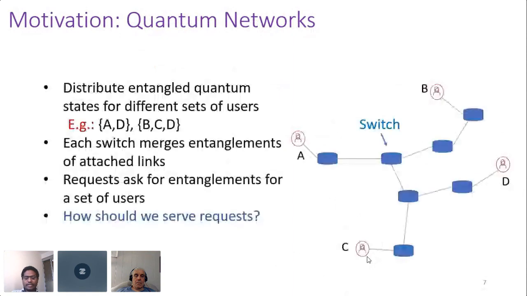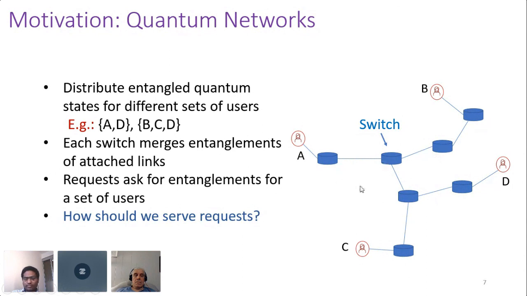Now, in a given quantum network, we will have several switches and routers that are part of the network, and users will be connected as end nodes to the network. Essentially, our goal is to use the resources of this network, like properties and capabilities of switches, in order to establish entangled states shared between different users.